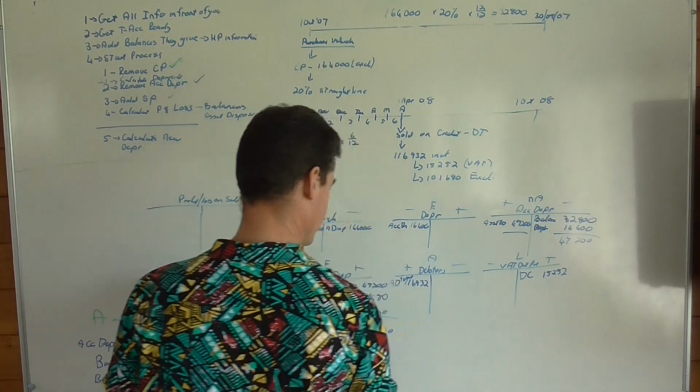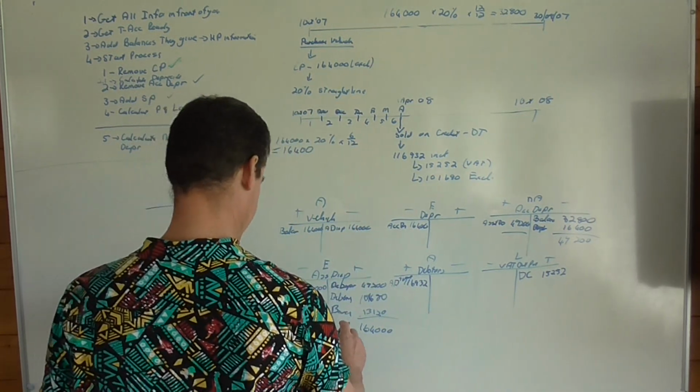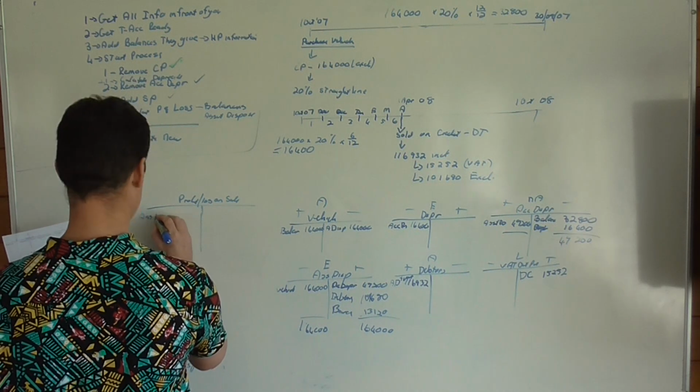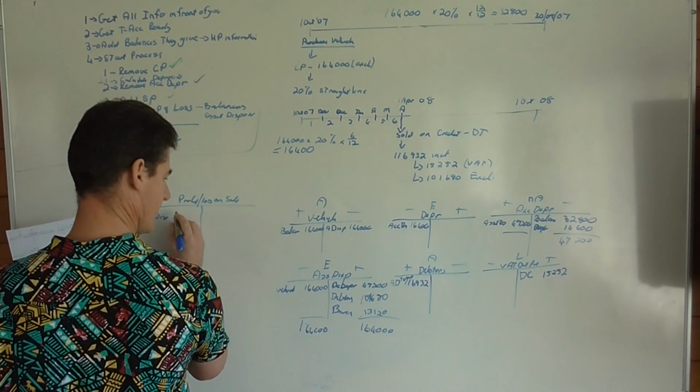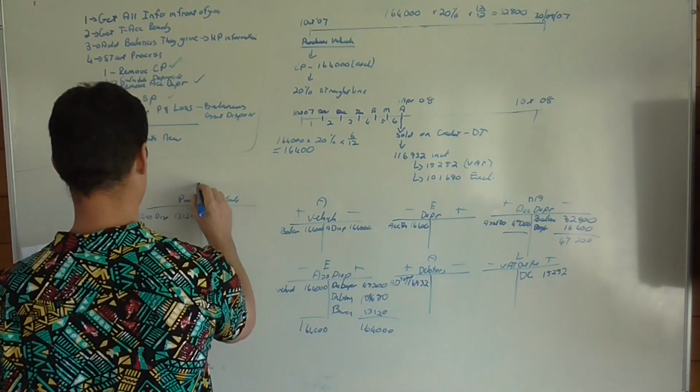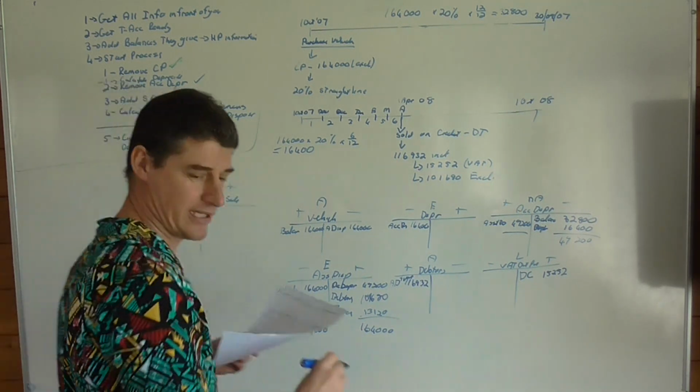So when we move it to our profit and loss account, this will be asset disposal, debit amount of 13120, equity minus plus.